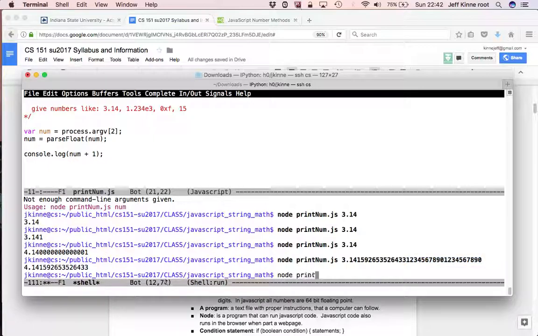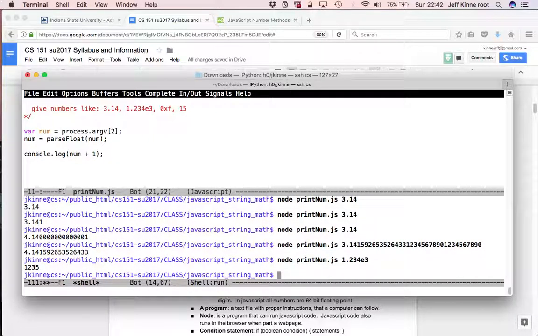Let's see what happens if we do 1.234E3, so that's supposed to be the same as the number 1234. There it is. We're printing the number plus 1. Why don't we print both?